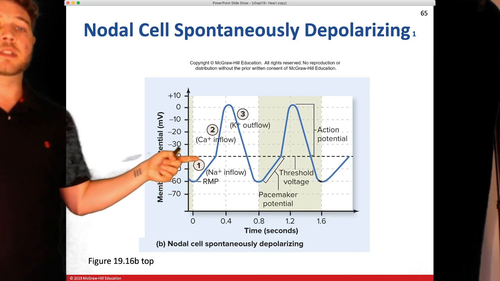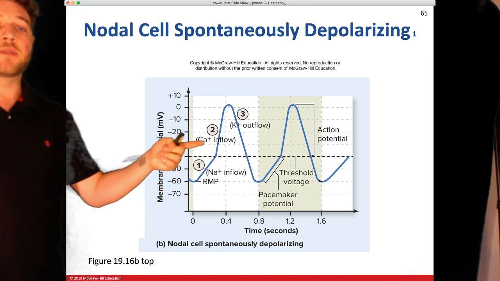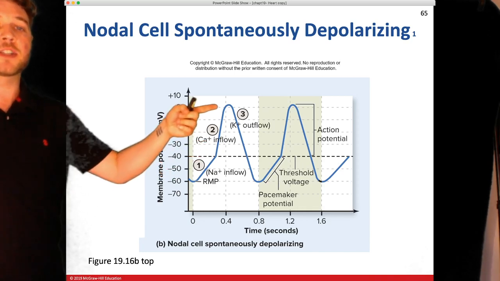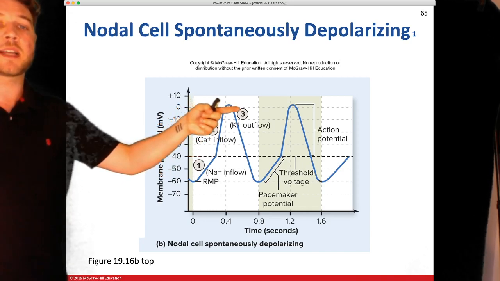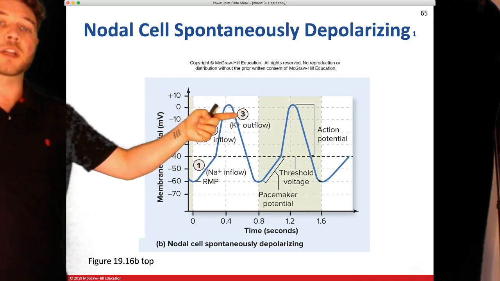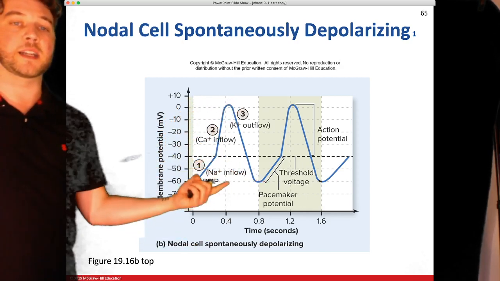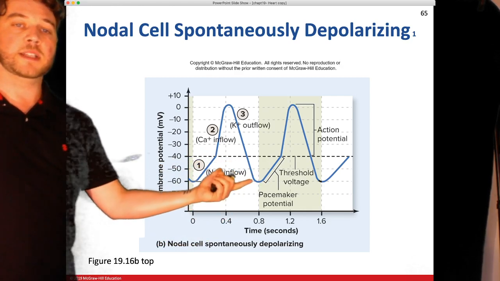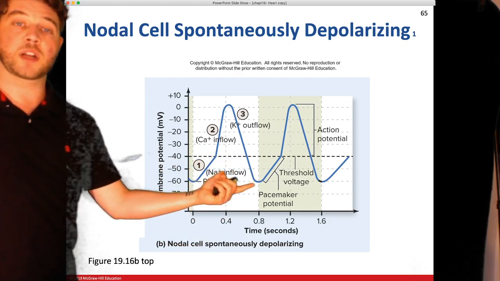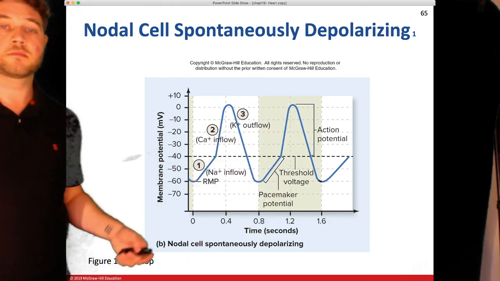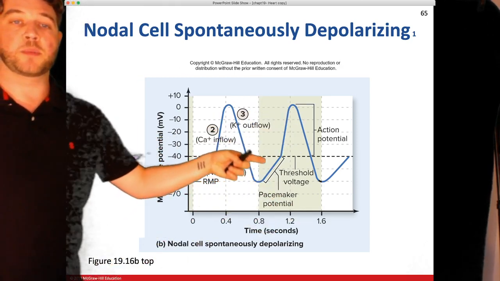It reaches threshold. You have these fast voltage gated calcium channels that are going to open and depolarize the cell to just above 0. At 0, the calcium channels will close. The potassium channels will open. You have this potassium outflow to repolarize the cell. When it gets to the negative 60, the sodium channels will open again, and you go through it all over again. This is your pacemaker potential.